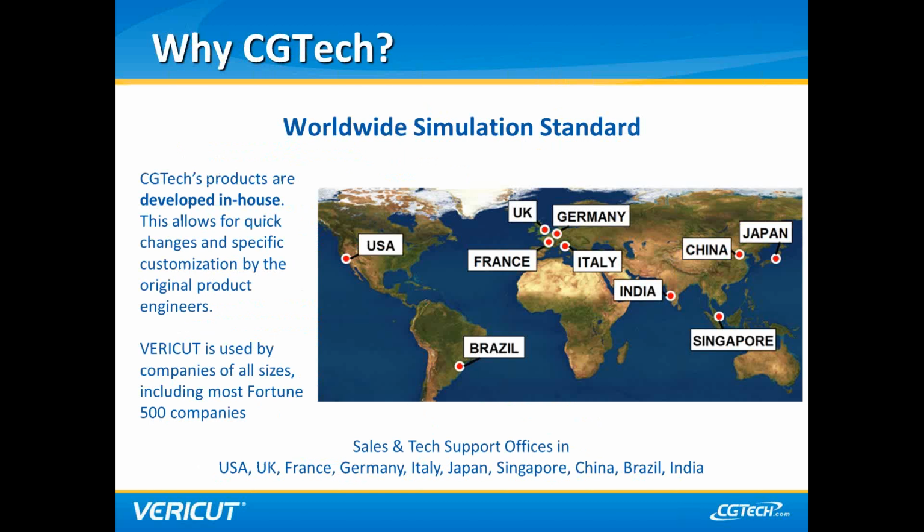As I mentioned, we have worldwide offices, with support and sales offices in 11 countries around the globe, including multiple offices in the US, United Kingdom, Germany, Italy, Japan, Singapore, Brazil, China, India, etc. Another key aspect I want to point out is that CGTech develops all of its software in-house and maintains that software in-house. This allows for quick turnaround in customization or changes that may be required for the software. Vericut is used by many companies of all sizes, including most of the Fortune 500 companies.